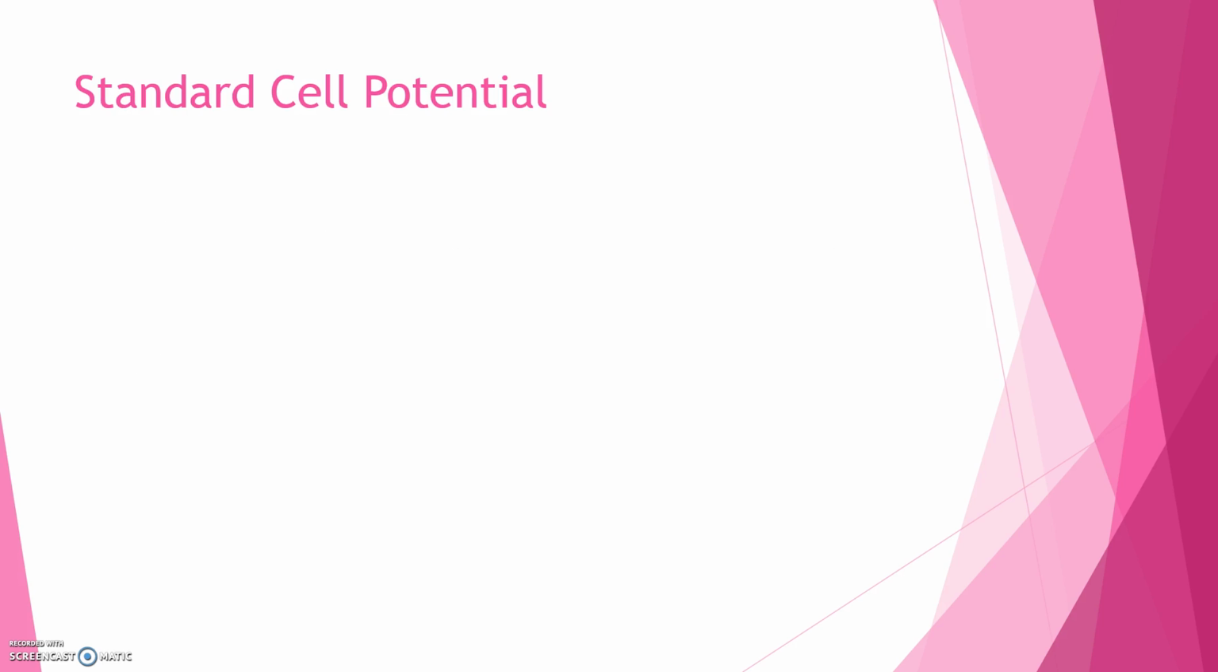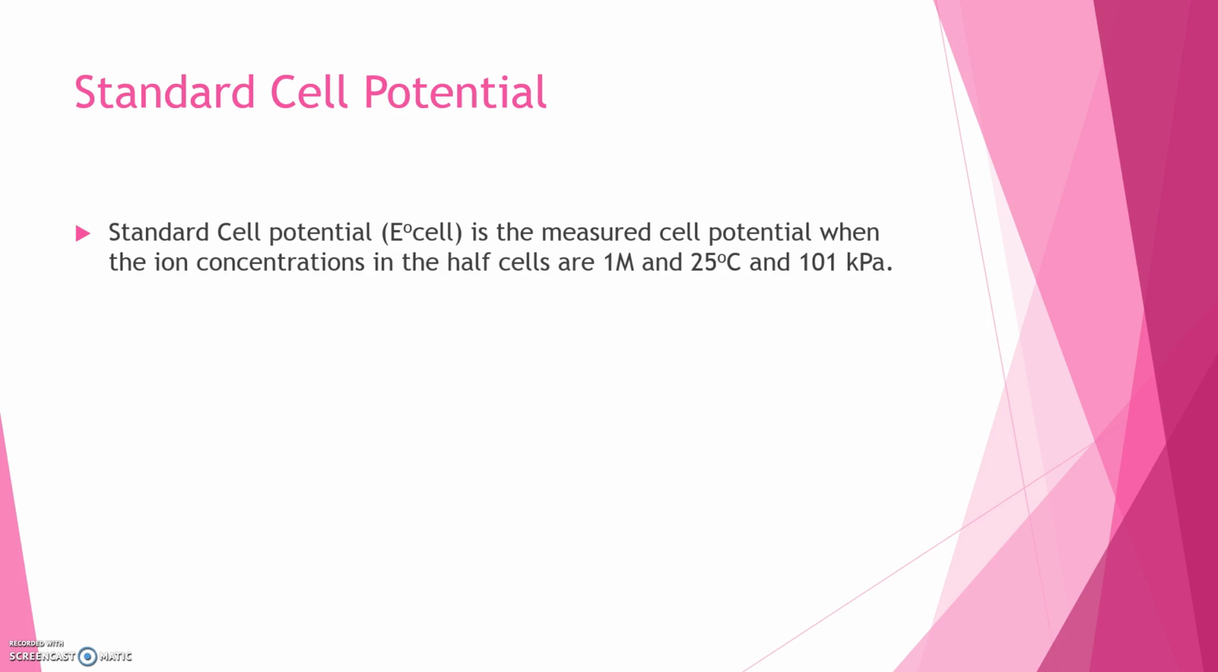So what we need to look at is something called standard cell potential. Standard cell potential, which is referred to as E cell, and this little knot just means standard conditions, and those conditions are this right here. It's the measured cell potential when the ion concentrations in the half cells are 1 molar. Our temperature is 25 degrees Celsius, and we're at standard atmospheric pressure, so 1 atm or 101 kilopascals.